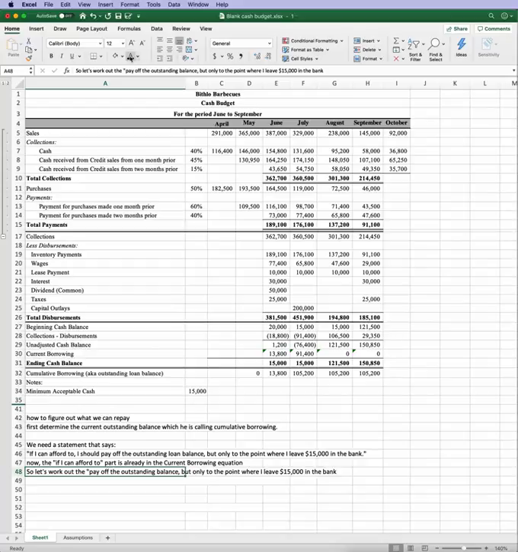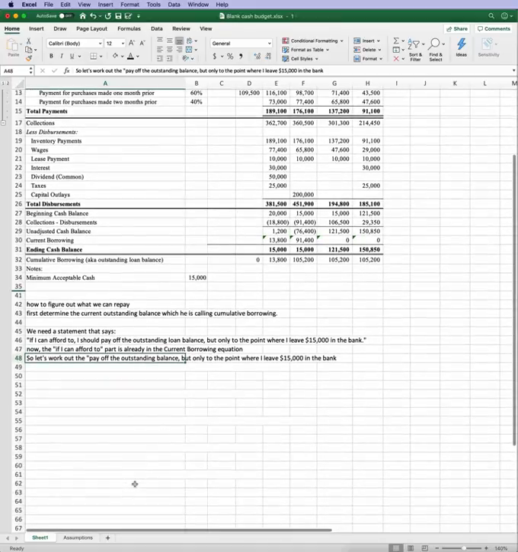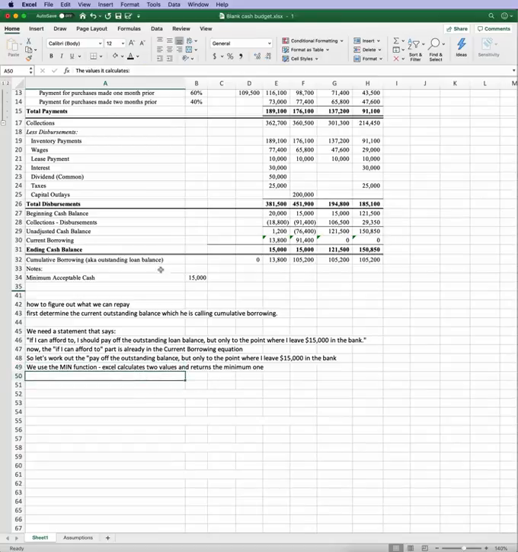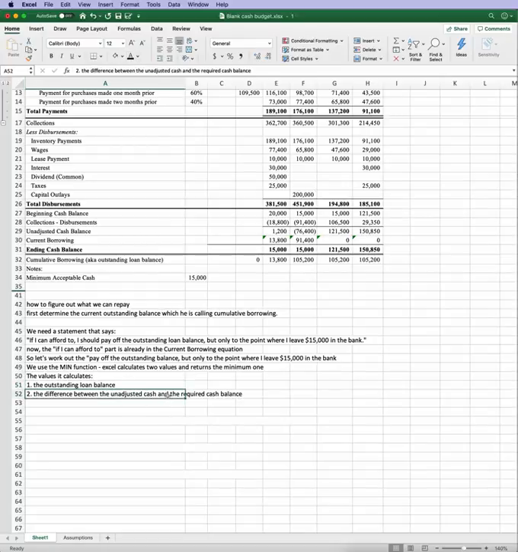So let's figure out how to write language that says pay off the outstanding balance, but only to the point where I leave $15,000 in the bank. Now, Excel has a function for this. It's called the minimum function. It calculates two values and returns the one that's lowest. Okay, so this is another Excel function that you're learning in this chapter. So the value that we want to calculate, right, we want it to calculate the outstanding loan balance, and we want it to calculate the difference between the unadjusted cash and the required cash balance.